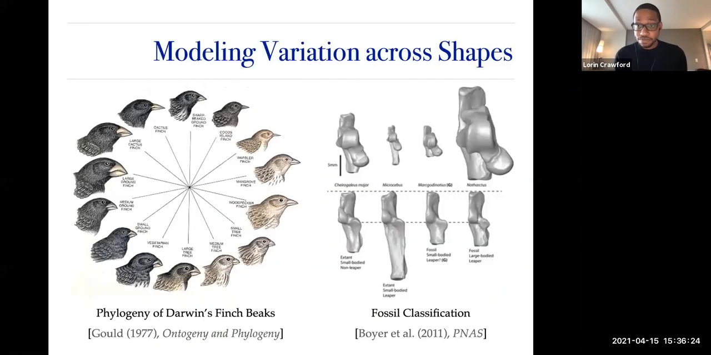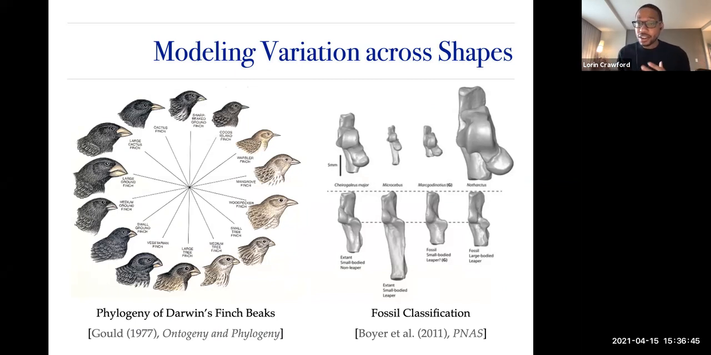with shapes. You can think about the same kind of idea of modeling variation, but now the phenotypes, or the things that we're going to look at, are morphological. On the left-hand side we have these bird beaks from different finches. On the right-hand side, we have heel bones from different primates.